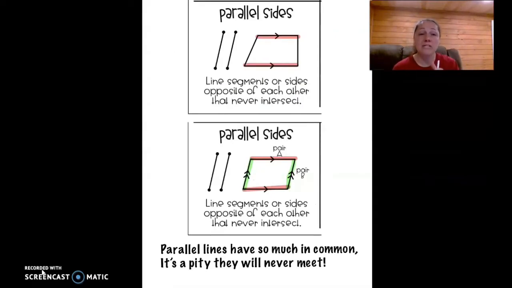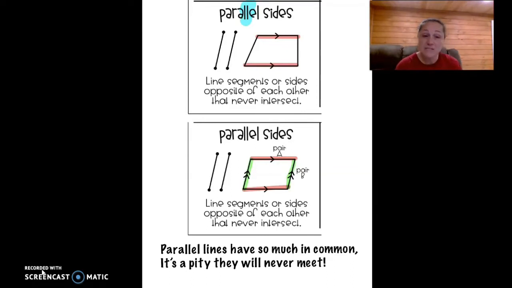Here we go. We talked about parallel lines last week, 2 lines, like train tracks. Like the word parallel, let me show you here, has 2 L's. The L's are parallel. They run side by side. They will never meet. Parallel lines have so much in common. It's a pity they'll never meet. Knee slapper. Now, parallel lines come in a pair.